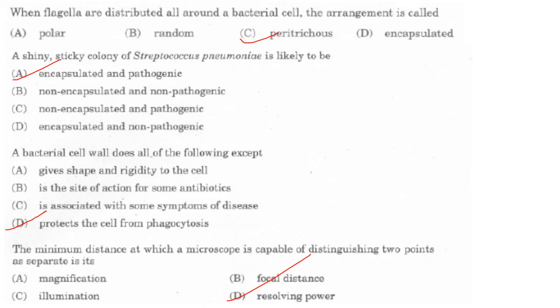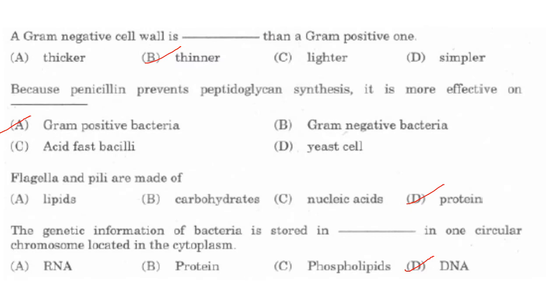A bacterial cell wall does all of the following except that it protects the cell from phagocytosis. Answer is option D. The minimum distance at which a microscope is capable of distinguishing two points as separate is its resolving power. Answer is option D. Then, gram-negative cell wall is dash than gram-positive one. Gram-negative cell wall is thinner than gram-positive one.